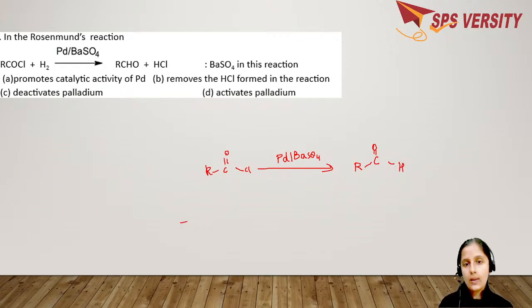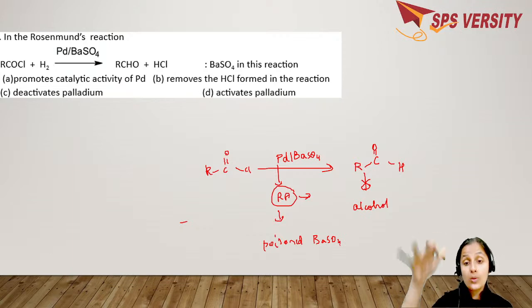And the palladium acts as a reducing agent. It's a strong reducing agent which can further reduce this aldehyde to alcohol. If you don't want this to happen, then this reducing agent, that's palladium, is poisoned. What do you mean by poisoned? With barium sulfate.